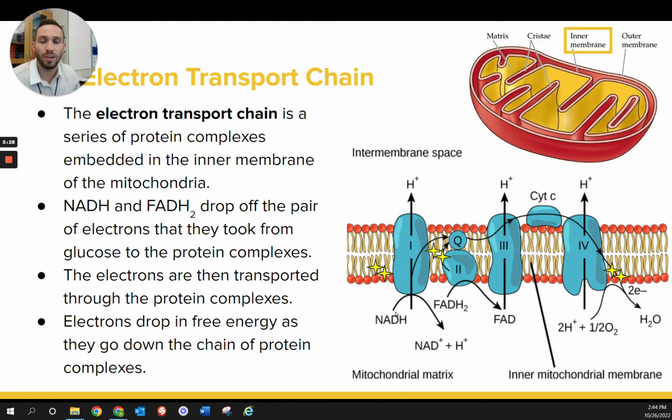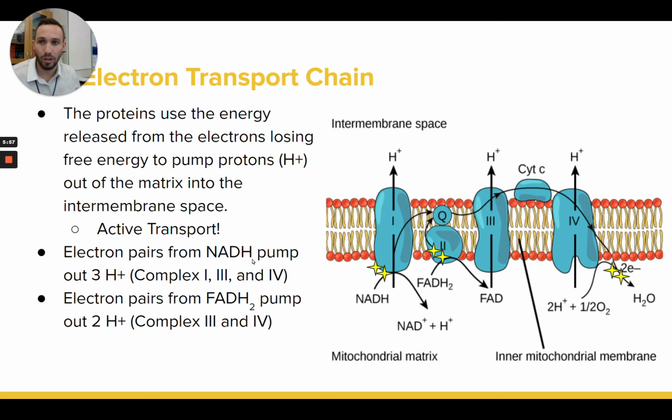So these electrons, these were high energy electrons that were taken from glucose, which means that they have a lot of free energy in these electrons. And as they're traveling through these protein complexes, what we're going to see is that the free energy that the electrons have is going to drop, and they're going to quickly become low energy electrons as they travel through here. And the energy from those electrons is going to be used to accomplish something here in the electron transport chain, which is what we're going to look at.